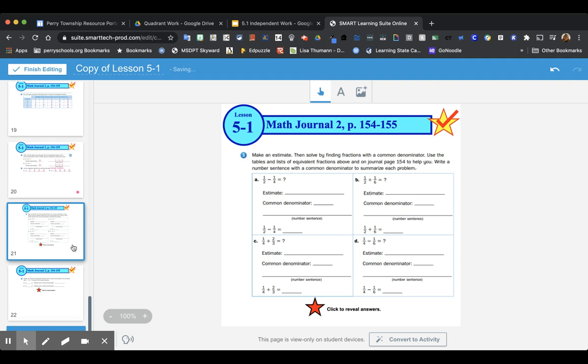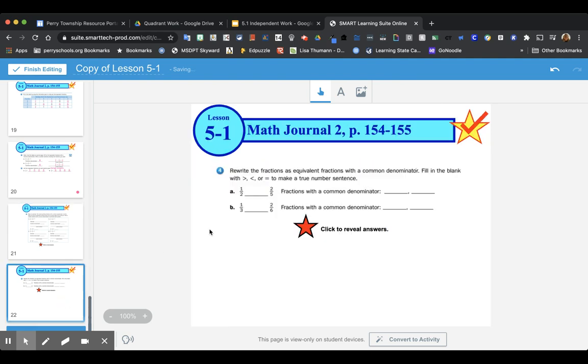Finally, what I'd like you to try is number 3. It says make an estimate, then solve by finding fractions with the common denominator. Use the tables and lists of equivalent fractions above and on journal page 154 to help you. So all the work you've done so far in this lesson, you should be using to help you solve these next problems. You're going to write a number sentence with the common denominator and summarize each problem. So notice you want to do your estimation, tell me what your common denominator is, the new number sentence, and what the final answer is.